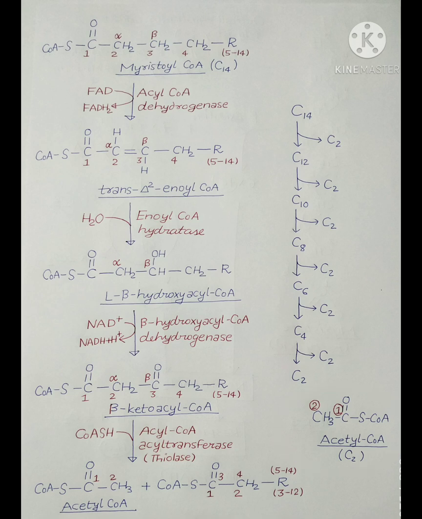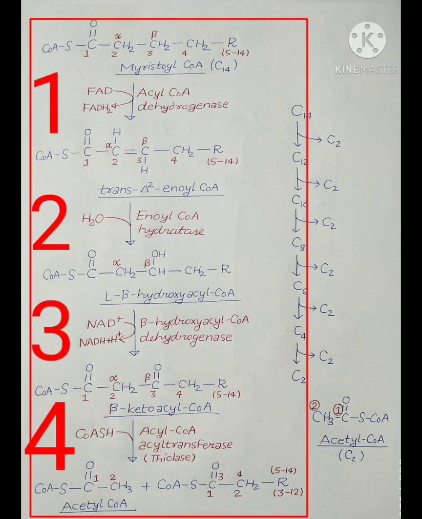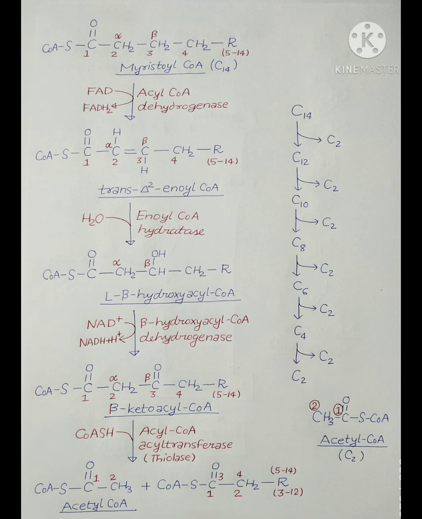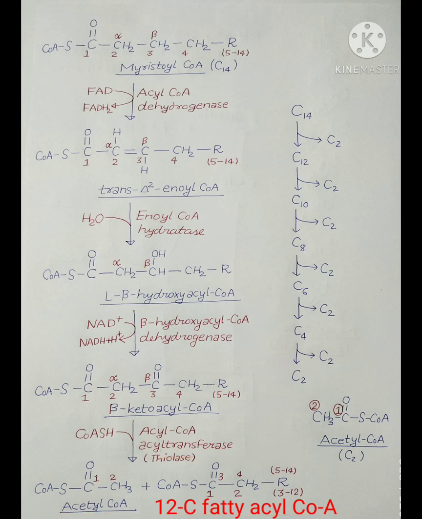Now we will discuss the 4 basic steps of beta oxidation. Here we can see that myristoyl coenzyme A, which is a 14 carbon fatty acid, will convert into acetyl coenzyme A and a 12 carbon compound. So here there are 4 basic steps.